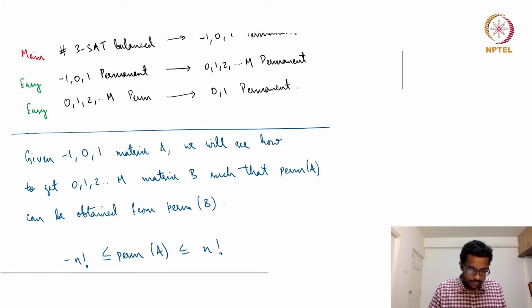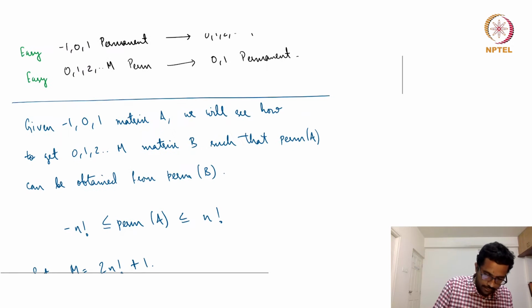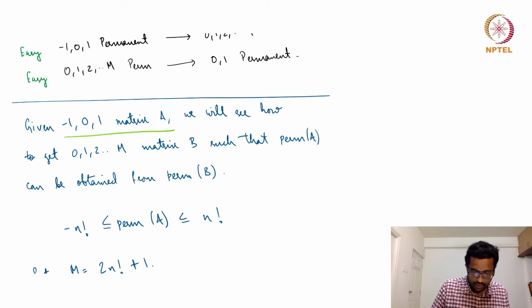So the third step: how do we reduce -1,0,1 permanent to a non-negative bounded range permanent? Given a -1,0,1 matrix A, we will see how to get a 0,1,2 up to m matrix B. Here m is some number that depends on the dimensions of the matrix A, such that the permanent of A can be obtained from the permanent of B. It will not be the same, but you can get one from the other.